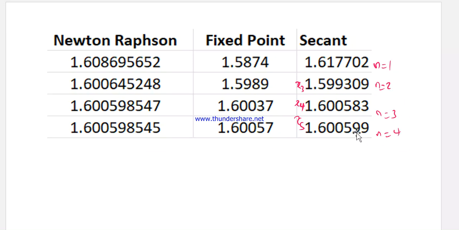So by step 4, the convergence has taken place. When we compare this to Newton Raphson, in Newton Raphson, by step 3, the convergence has taken place, while fixed point, the convergence took place at step 4. So that shows that our second method is also equally reliable.